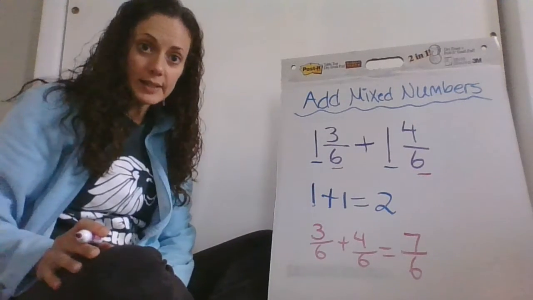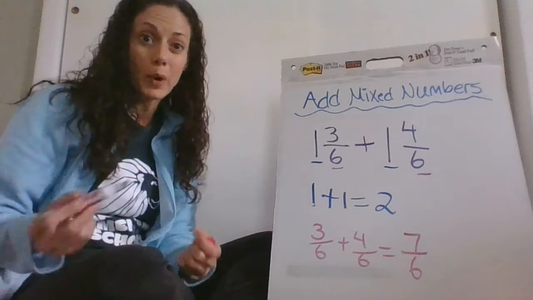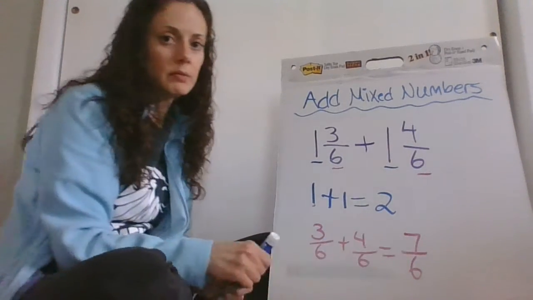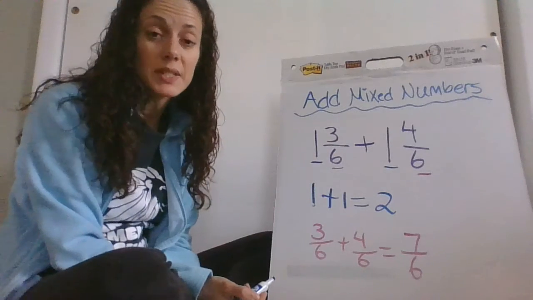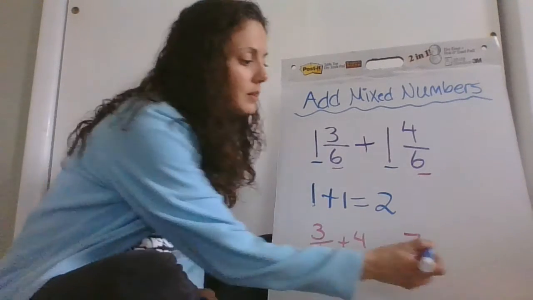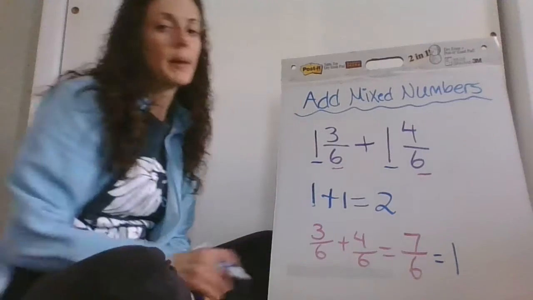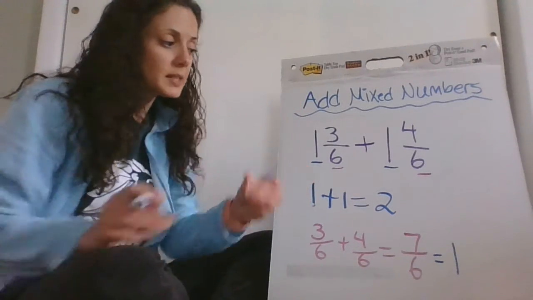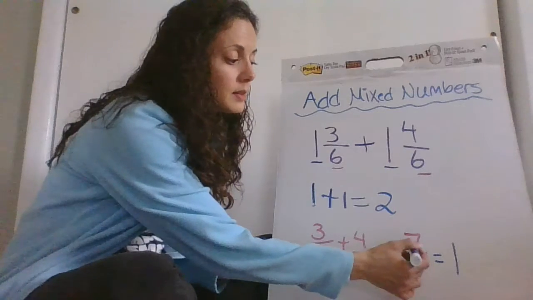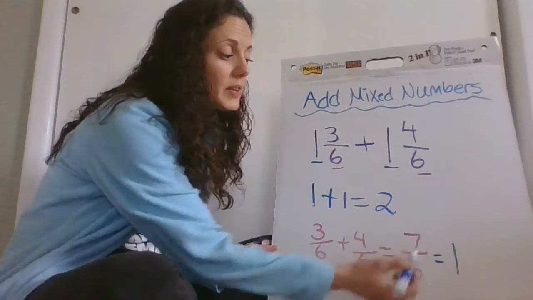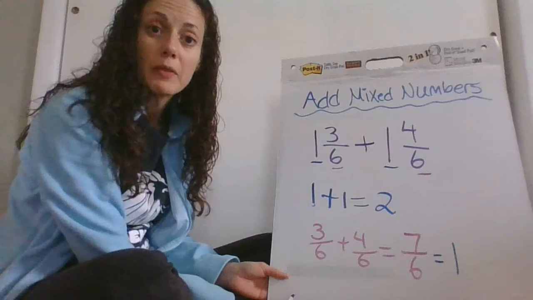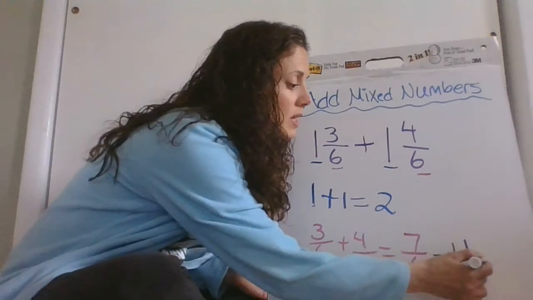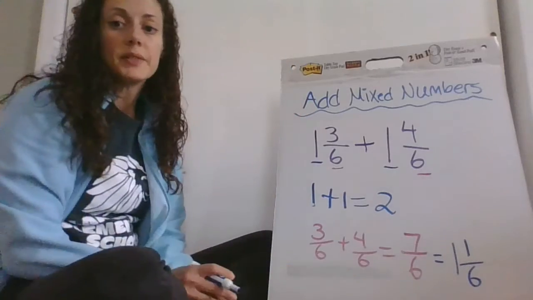So 7/6 as a mixed number would be 6 goes into 7 one whole time. 6 times 1 is 6, right? To get to 7, I have to add one more. So my remainder essentially would be 1. So this is equal to the same thing as 1 and 1/6.